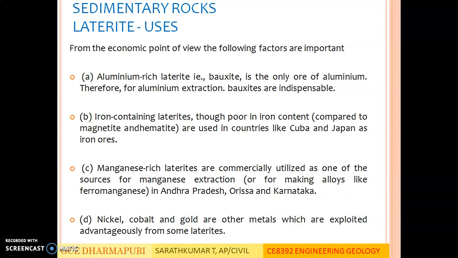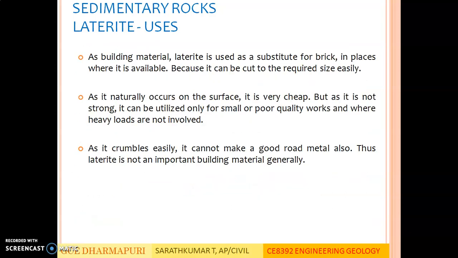Manganese-rich laterites are commercially utilized as one of the sources for manganese extraction or for making alloys like ferromanganese. In India, the states like Andhra Pradesh, Orissa and Karnataka are popular for this manganese extraction from manganese-rich laterites. Nickel, cobalt and gold are other metals which are exploited advantageously from some laterites.